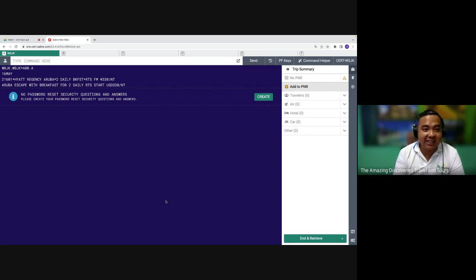Okay, please have pen and paper ready because we need to have the codes for you. Okay, the first code that I want you to take note of is code number one, okay? Code number one is the code for availability. If you input code number one in your workstation, Sabre will display the available flights during the date that you entered. Is that clear?